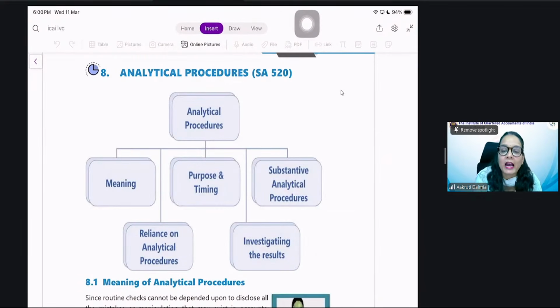So we have completed standards number 500, 501, 505, 510. We have completed all of these, and today we will be proceeding to standard number 520. Before we proceed to 520, who can quickly tell me what is the standard number for initial audit engagements? Type it in the chat box. Let's see who answers first.